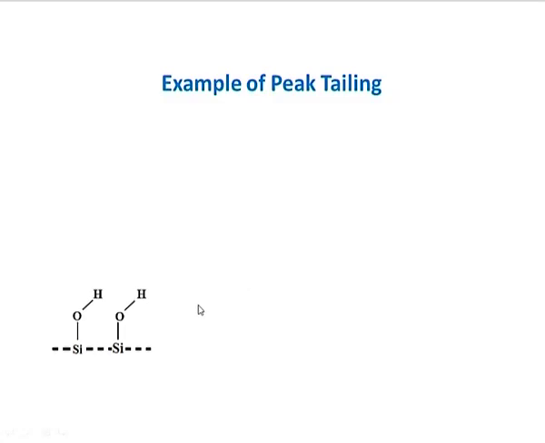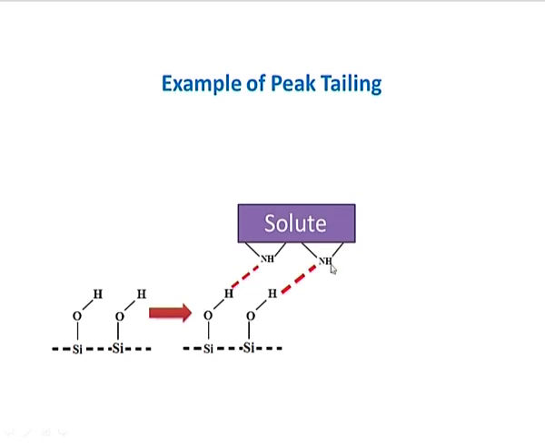So, what would happen to those remaining 50% sites of the stationary phase? This is what would happen to those sites. Let us imagine your solute particle contains some polar groups, for example, an amine here, right.